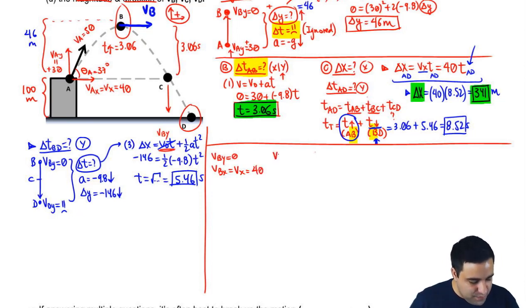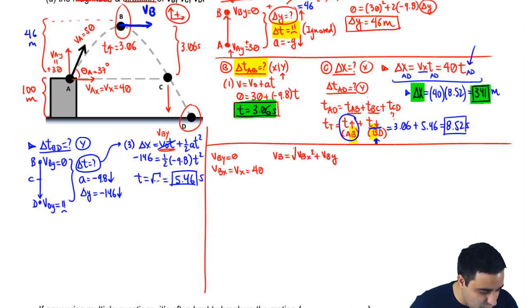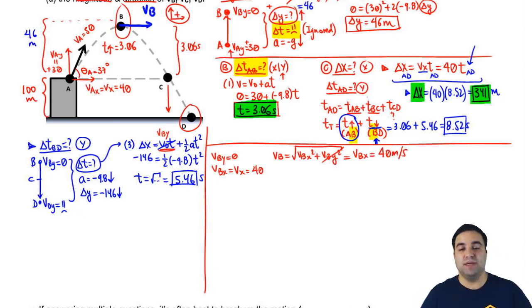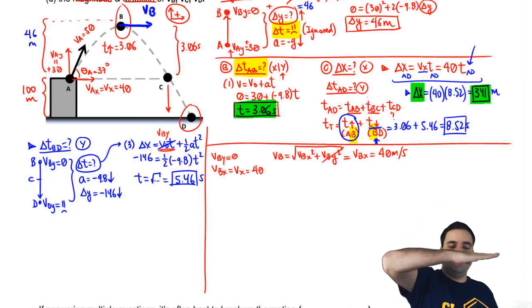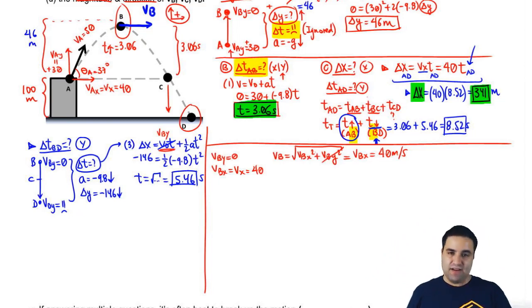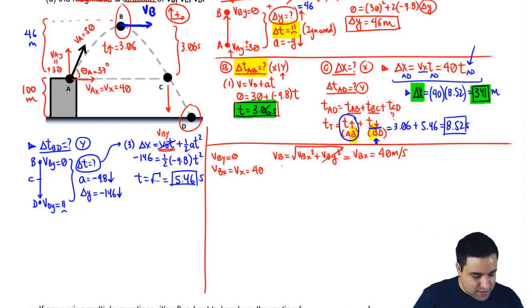If I want VB, I need to have VBX and VBY. For you to find the magnitude of a vector, you have to know its components. And then I can just do the Pythagorean theorem with the components. Here, notice what happens. My VBY is 0, so VB is really just VBX, which is 40. That happens because this vector is entirely in the horizontal axis. It has no y component, right? It's flat in the x-axis. So the entire vector is the velocity in the x-axis. And because of that, theta is simply 0.